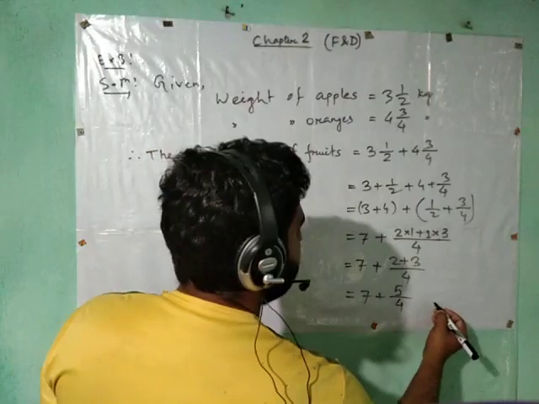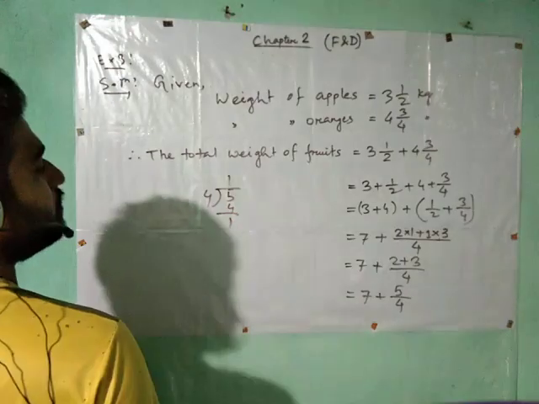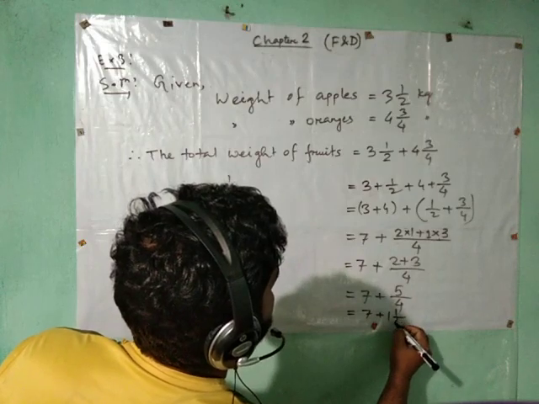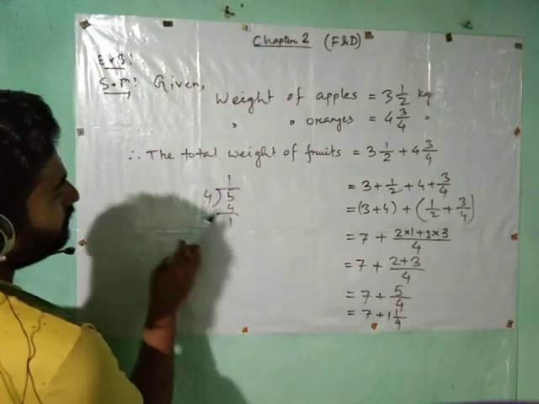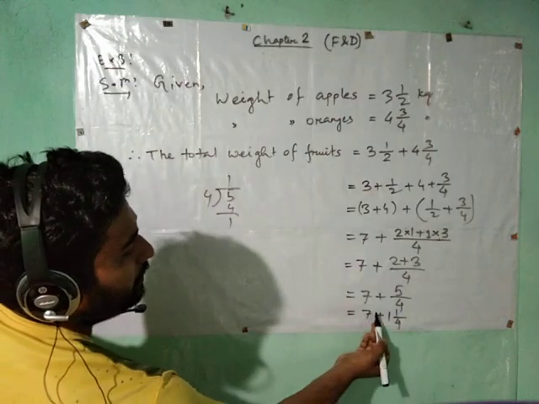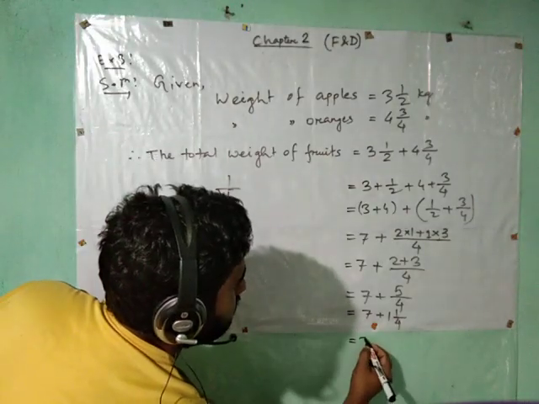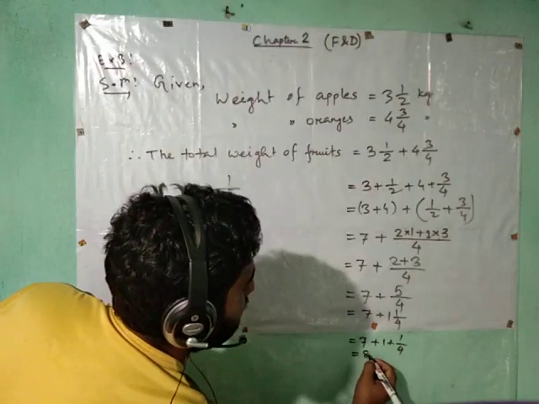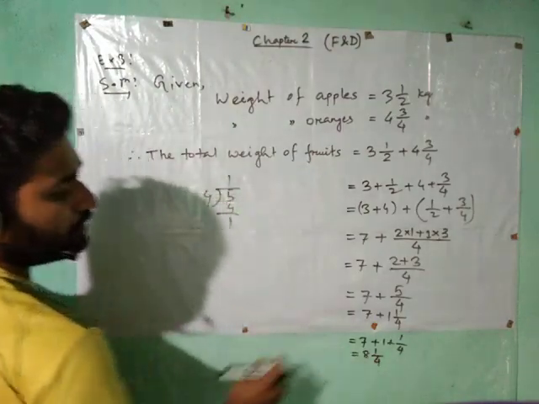5/4 means, you know, 5 divided by 4. 4 1s are 4 and 1 will be remaining. So it will be what? 7 plus 1, 1/4. Is that clear? This one will come here, this 4 will be here, and this remainder will go here. Okay, now here 7 plus 1 plus 1/4. This means what? 8 1/4. Is that clear? 8 1/4.